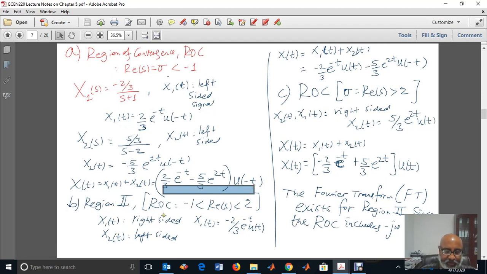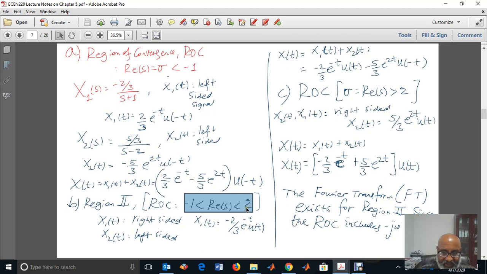For the second case, region of convergence between negative 1 and 2. For this one, to find its region of convergence between negative 1 and 2, what should be the case? This should be a right-sided signal, greater than minus 1. So the first one is greater than minus 1.